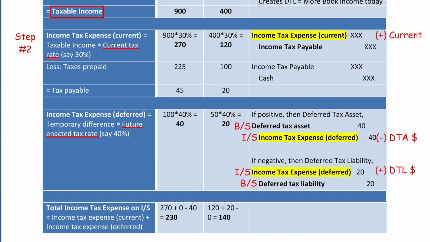So guys, in step number 2, the income tax expense is equal to the income tax expense current plus deferred tax liability for the year minus deferred tax asset for the year. So let's look at the calculations there. Put a box around total income tax expense on income statement. For T company, income tax expense current, that's $270. Deferred tax liability, 0. Deferred tax asset, $40 there. So 270 minus 40 gives us 230. And right there, less DTA dollars.